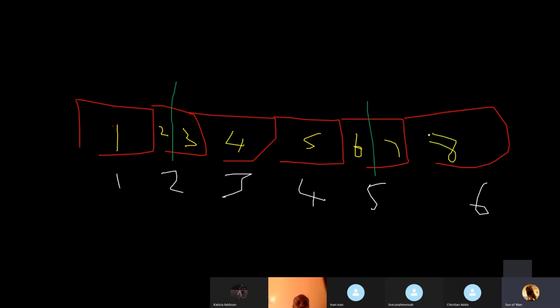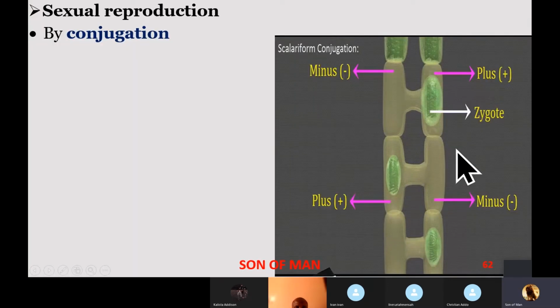So you can see that this computation is different from the one we did for fragmentation. Fragmentation can increase the filament numbers, but the cells are the same in terms of numbers. But in binary fission, we are having more cells being formed in one filament. So it was originally 6, now it is 8. And I'm very happy. Now let's go to the conjugation.